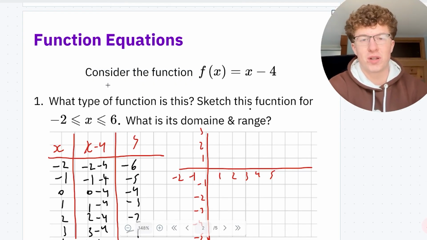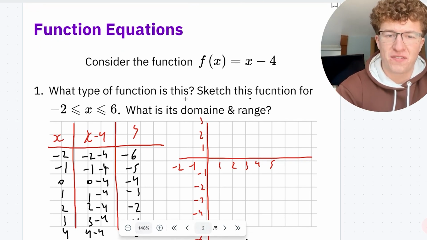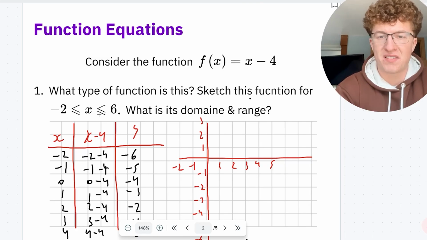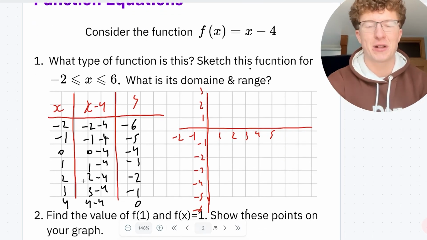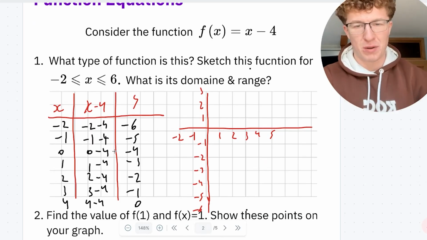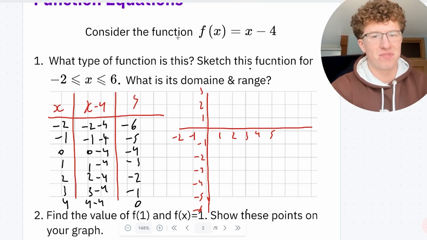Next question here, we're going to be dealing with the function f of x is x minus 4. And they want us to sketch the function first between -2 and 6. So, same thing as before. Draw the table. This is an incomplete table, and for the sake of time, I just drew it out before, -2 to 4, but then it should include 5 and 6 as well. But it's a straight line graph.